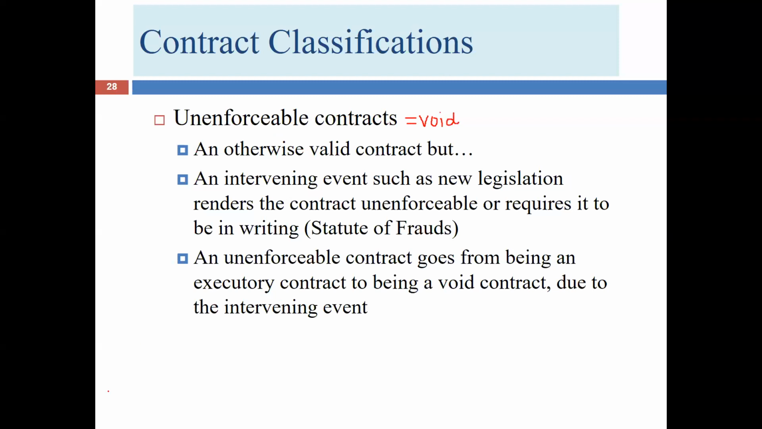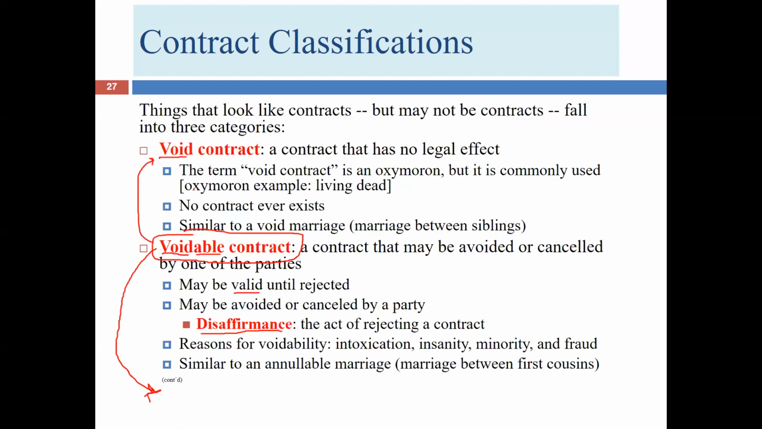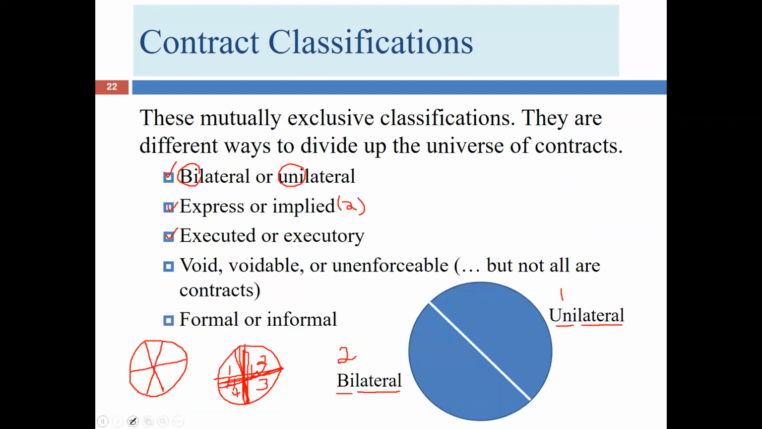So we have void, voidable, and valid. Those are our big categories. And now we're going to talk about the last way we can divide up our world of contracts.